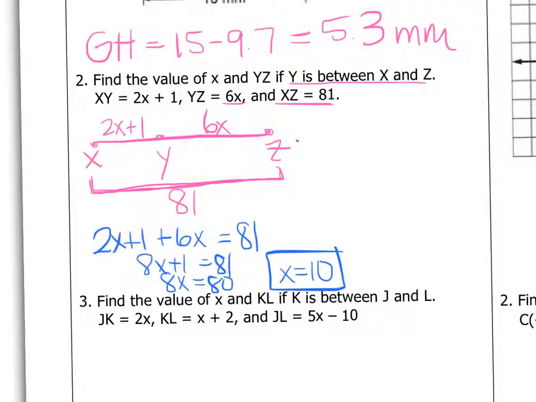So if you look back at the problem, it says to find the value of x. We've done that, but then it also asks us to find the length of YZ. If I now know what the value of x is, how can we find the length of that segment? Jordan. Multiply 6 by 10. Exactly. If YZ is equal to 6x, we can plug that 10 in for x, and the length of YZ is 60. Very good.